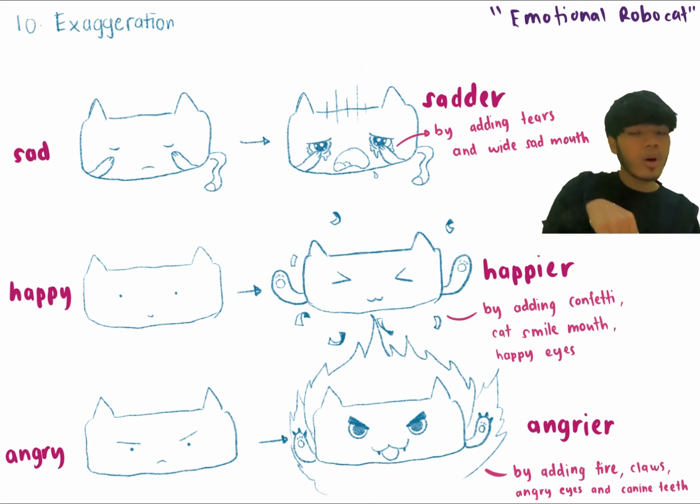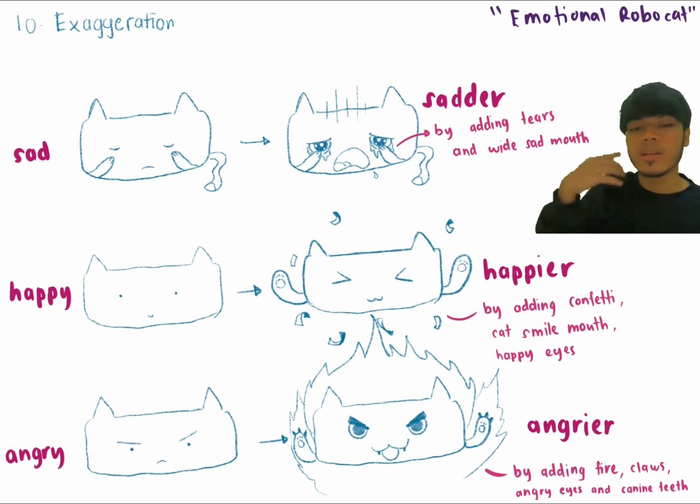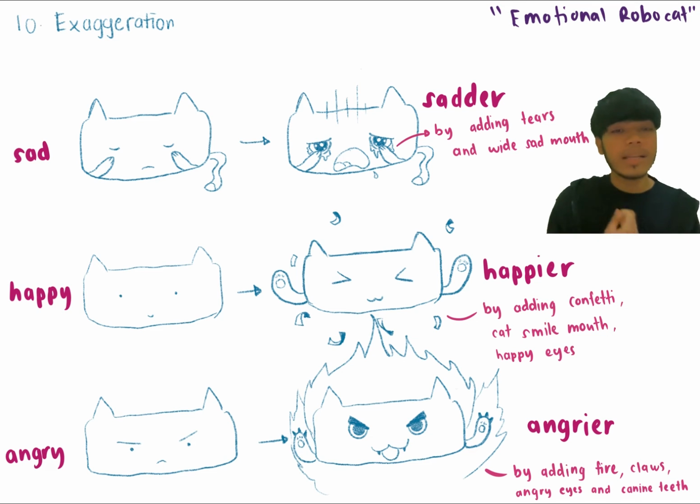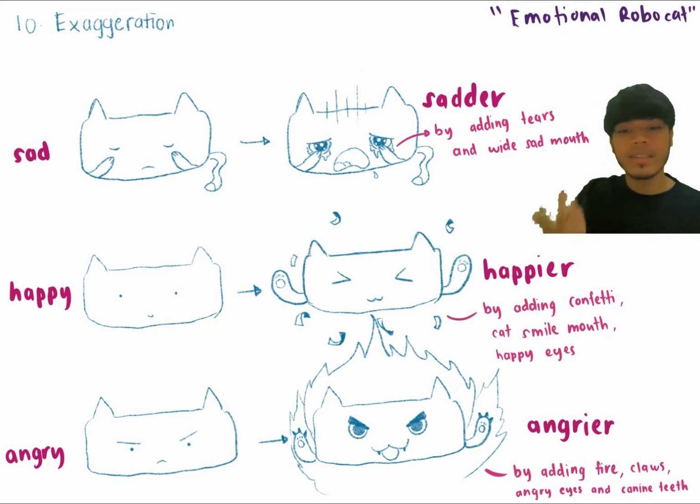For the first row of drawings, I made a simple emotion with no exaggeration. The Robocat looks sad, but it's not too sad. It's just like that. Then by giving more exaggeration, my Robocat will look sadder, more sad, by adding tears and a wide sad mouth, just like what I drew.